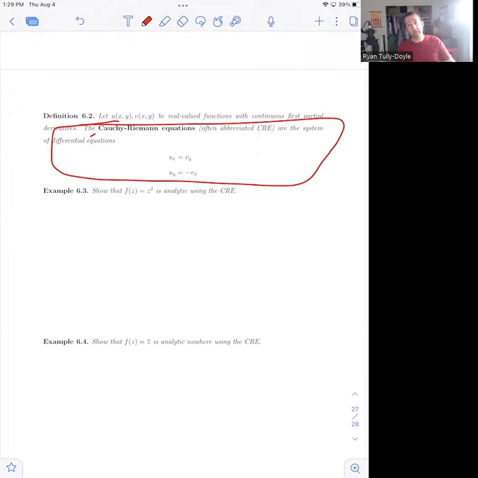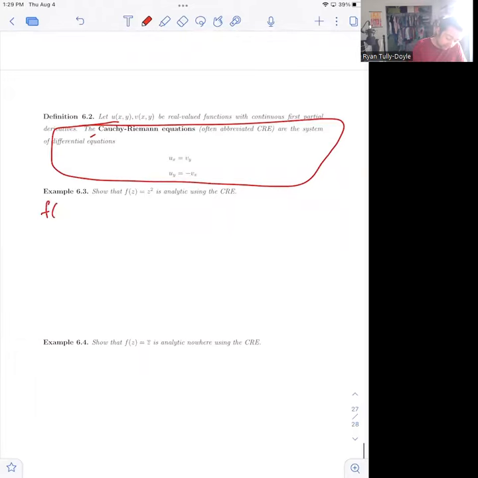More importantly, we should look at how we apply these things. So I'm going to start with a function that I know is analytic because it has a power series, because it's a polynomial. So f of z is equal to z squared. Suppose we actually wanted to see that that function was analytic using the Cauchy-Riemann equations. Well, we should write it down in terms of its real and imaginary parts and define those to be u and v, and then test them by putting them in.